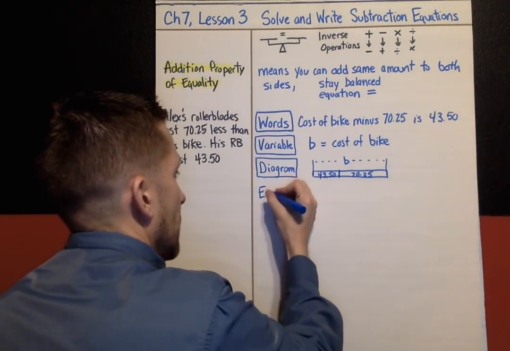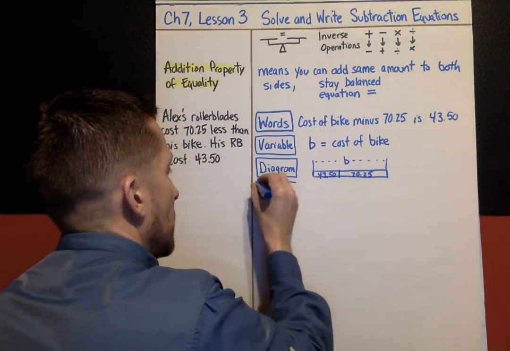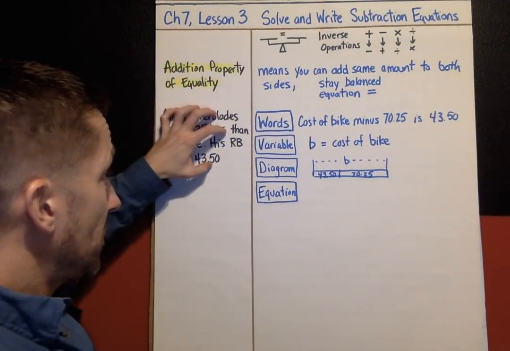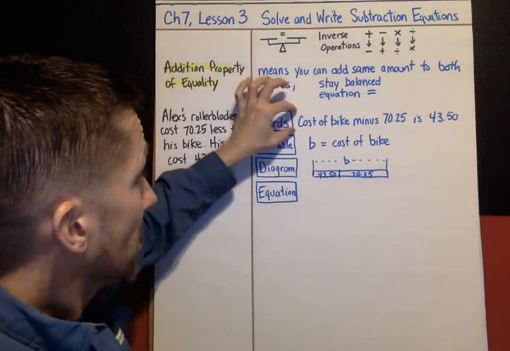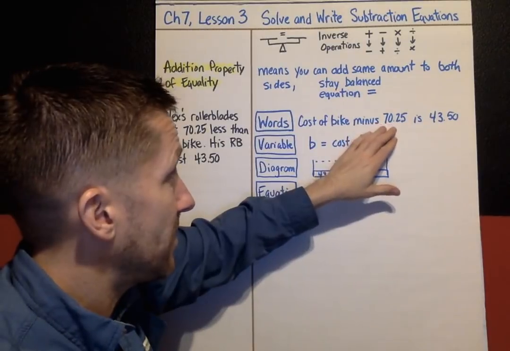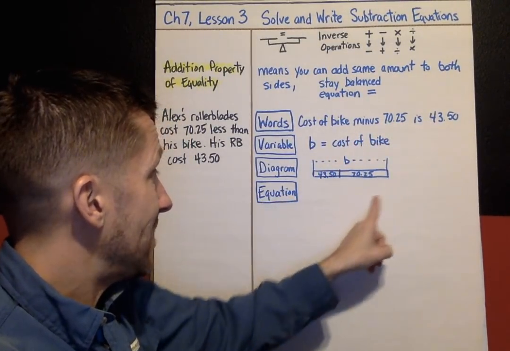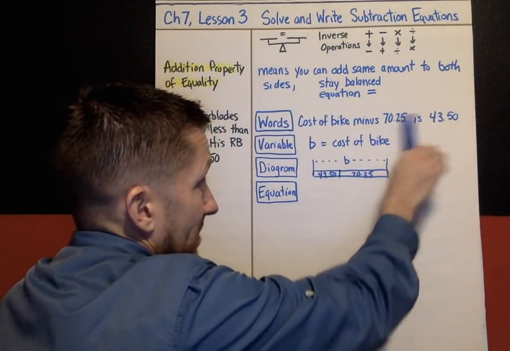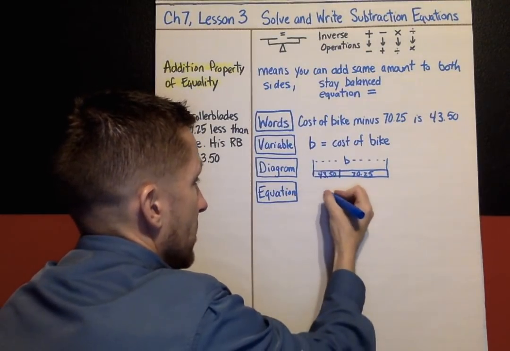Last but not least, an equation. So here is our full situation over here. Here is our kind of summary sentence in words. The cost of the bike minus $70.25 is $43.50. We're going to translate this into an actual equation. So this has numbers, but it also has some words. Now we're going to get to straight math down here.